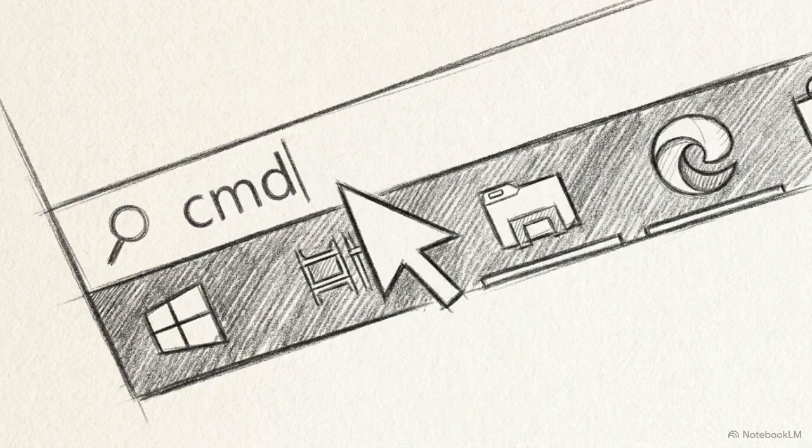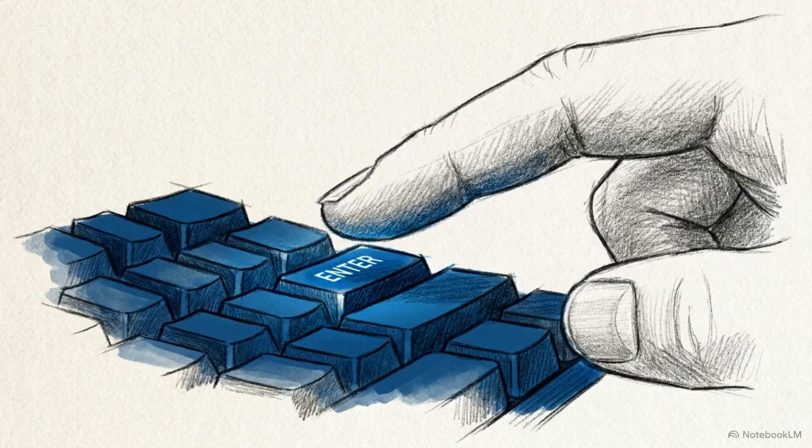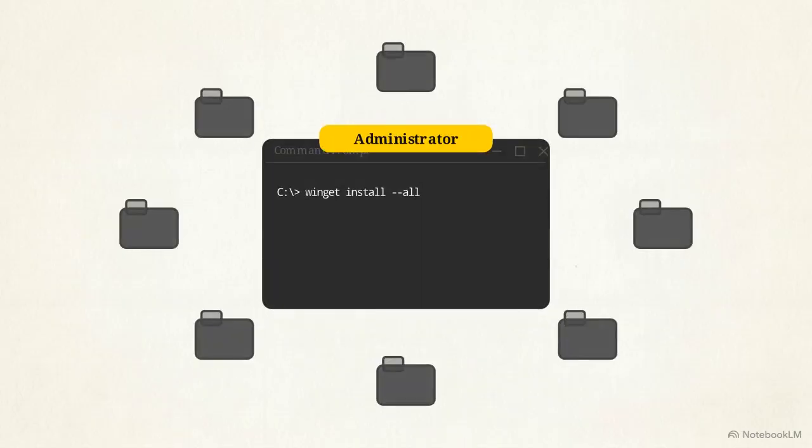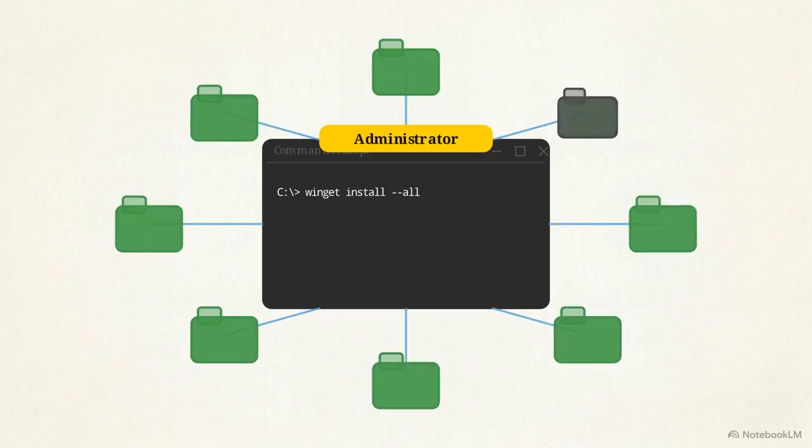Click on your Windows search bar and type the letters CMD. Hold there. It is important that you do not press the Enter key yet. Look at the right side of the search results. Click right here on the option that says Run as Administrator. When the User Account Control window pops up, click Yes to grant the terminal the permissions it needs. Administrative privileges are necessary because we are authorizing Windows to modify application files across your entire system.